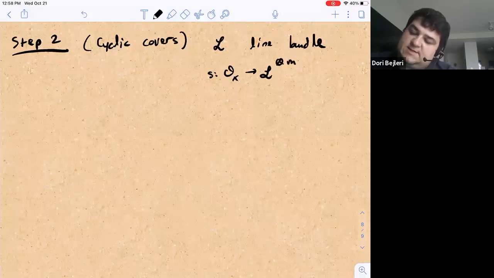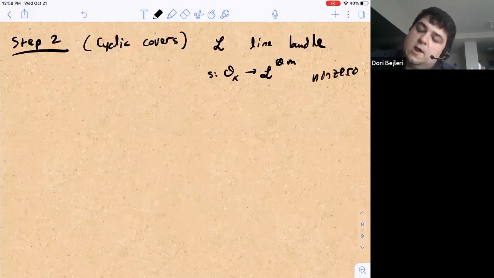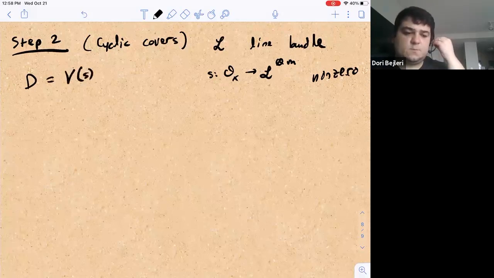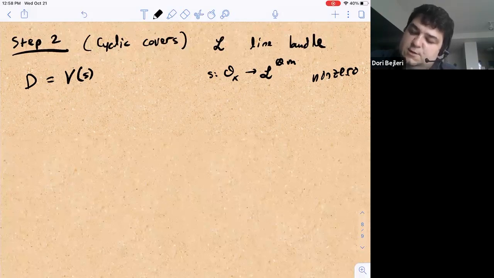So in our previous setting, we actually had a non-vanishing section. So S was actually an isomorphism. Now we have something more general, just any section, maybe non-zero. And let's say D is the divisor associated to the section. Then we can construct a cyclic cover that's branched along D, and that's an M-fold cyclic cover as follows.